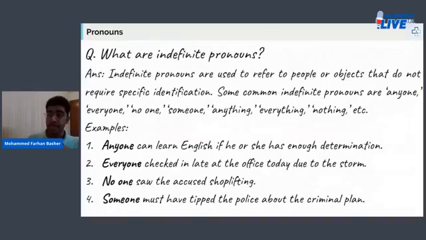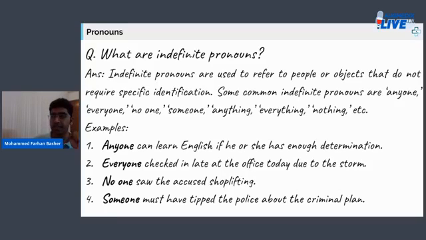Then we're going to take a look at what indefinite pronouns are. What are indefinite pronouns? Indefinite pronouns are used to refer to people or objects that do not require specific identification. Some common indefinite pronouns are anyone, everyone, no one, someone, anything, everything, nothing, etc. These are all indefinite pronouns, right?